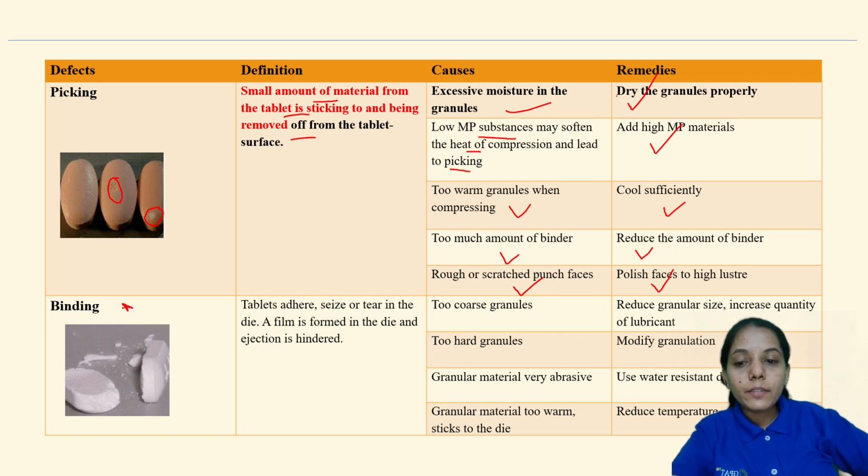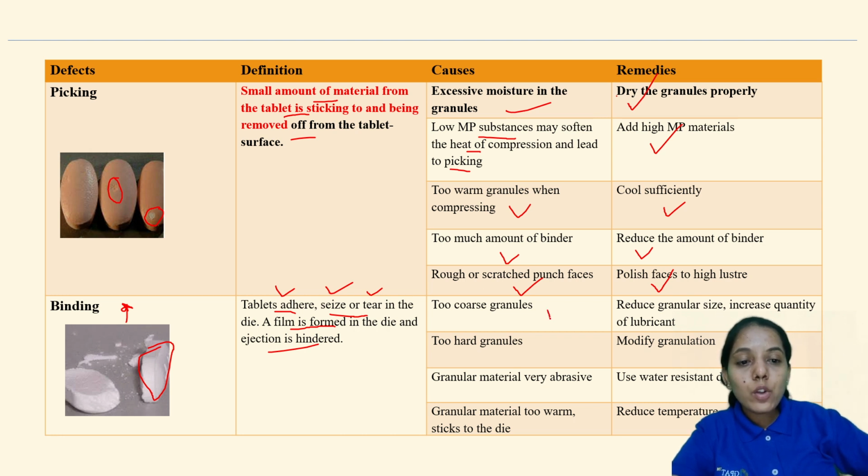So this was about picking. Next is binding. Here you can see the tablets adhering to something and hence particles are being removed. The tablets adhere, seize or tear in the die. They will stick, they will seize there, or tear, meaning some breaking takes place in the die itself. A film is formed in the die and the ejection is hindered. Ejection means removing of the tablet.